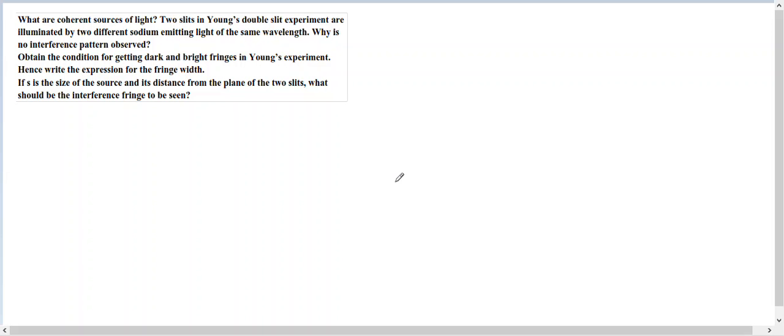Let's read a question which says: what are coherent sources of light? Two slits in Young's double slit experiment are illuminated by two different sodium lamps emitting light of the same wavelength. Why is no interference pattern obtained? Then obtain the condition for getting dark and bright fringes in Young's experiment. Hence, write the expression for the fringe width. And if S is the size of the source and D its distance from the plane of the two slits, what should be the condition for the interference fringes to be seen?